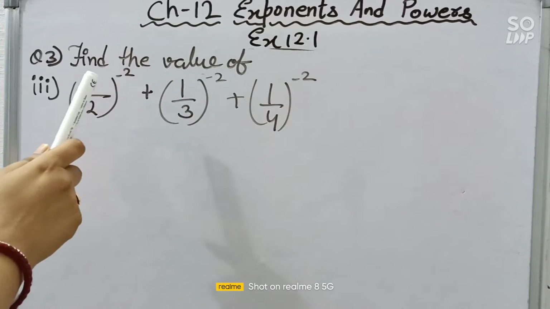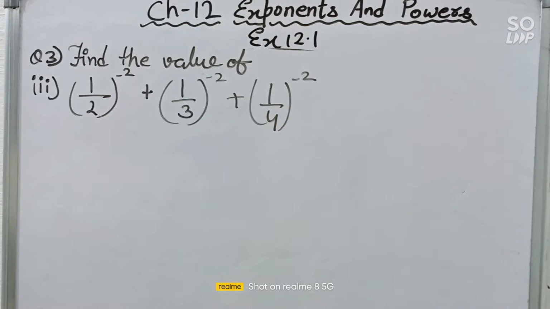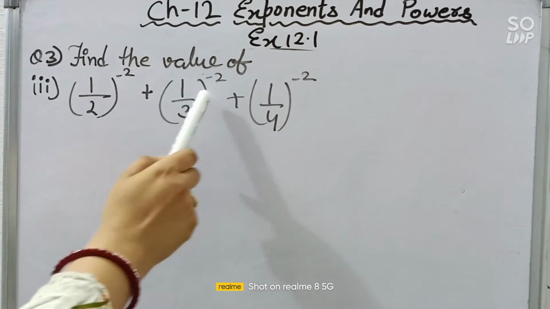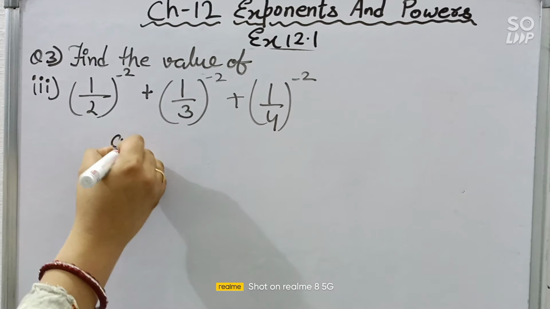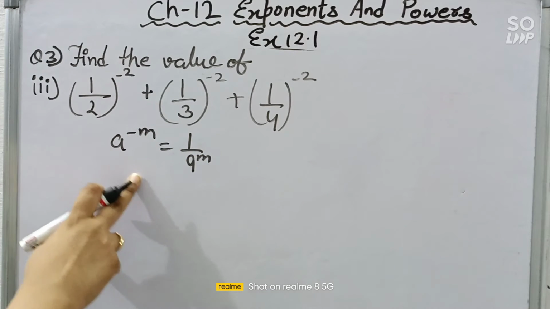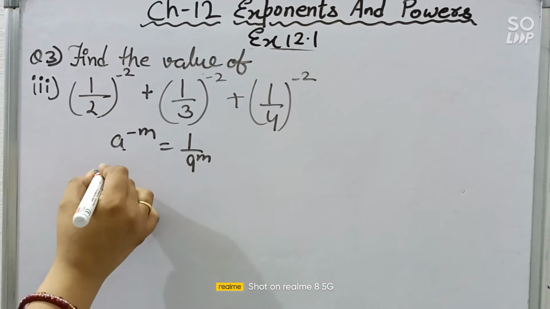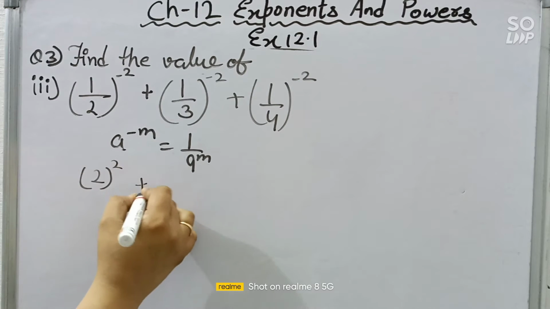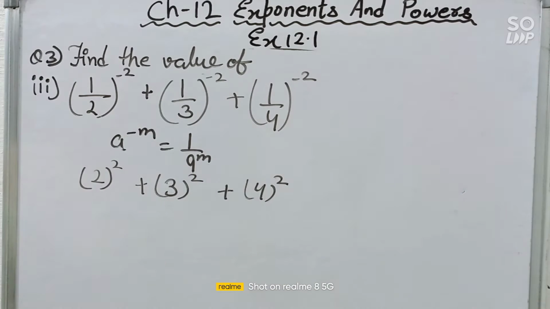Let's see another part. This is 1 upon 2 raised to the power minus 2 plus 1 upon 3 raised to the power minus 2 plus 1 upon 4 raised to the power minus 2. Now we can see exponents are the same but bases are different. And one more thing, there is plus, no multiplication. So that means we cannot apply any law. We will simply apply one law, that is a raised to the power minus m equal to 1 upon a raised to the power m. So after applying this law, we can write every term as 2 raised to the power 2 plus 3 raised to the power 2 plus 4 raised to the power 2.